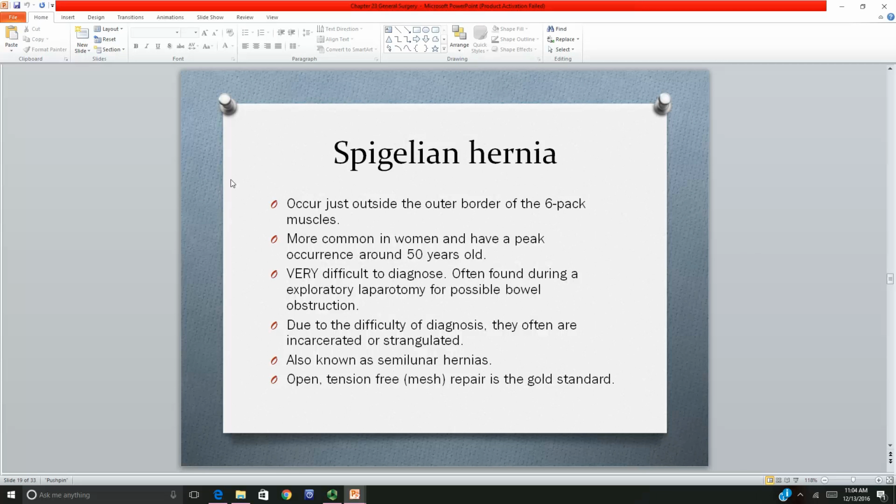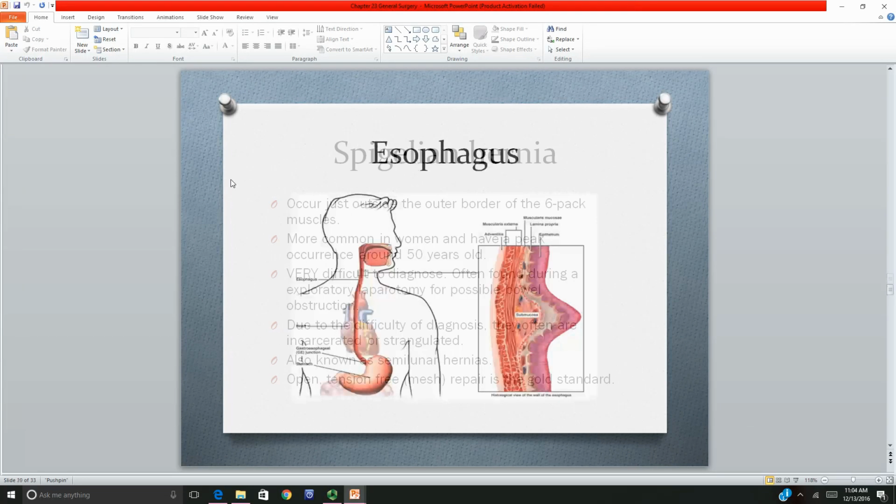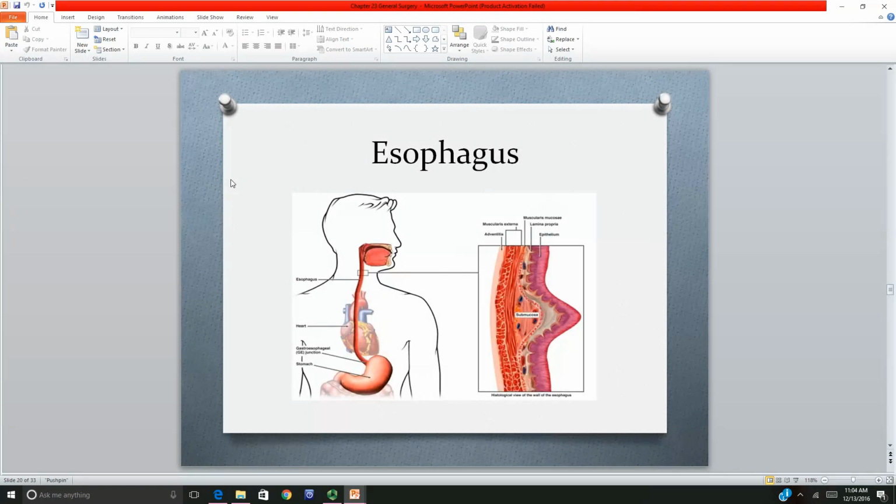Your esophagus is a tubular structure that extends from the pharynx to the stomach. This is the path that food follows when you swallow. An average adult's esophagus is about 10 inches long.